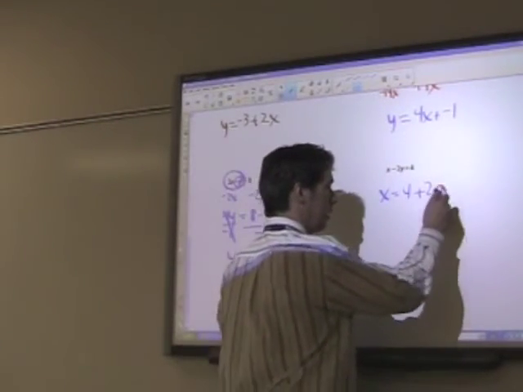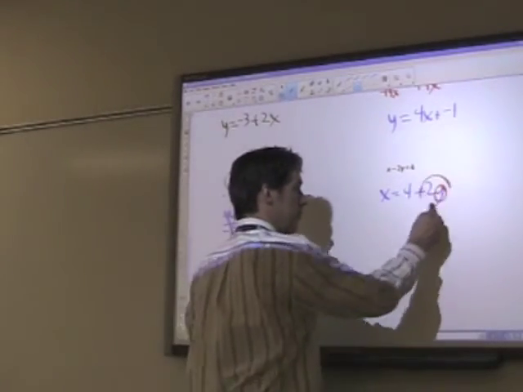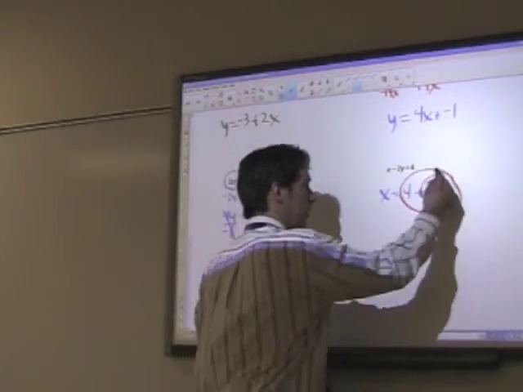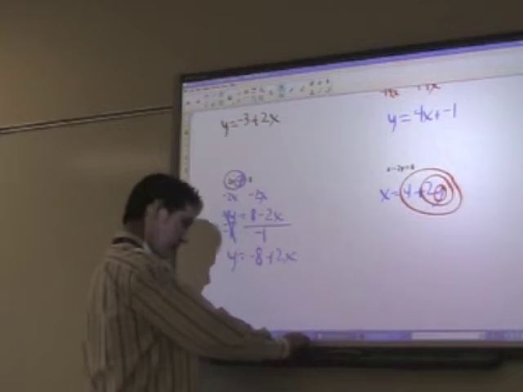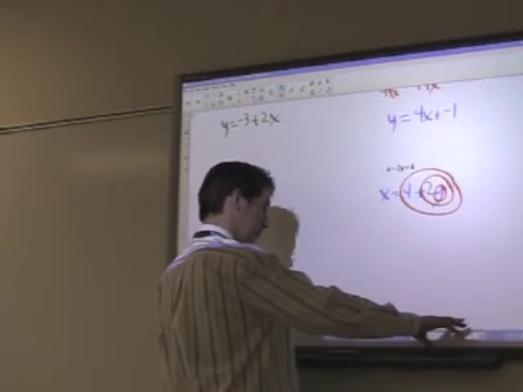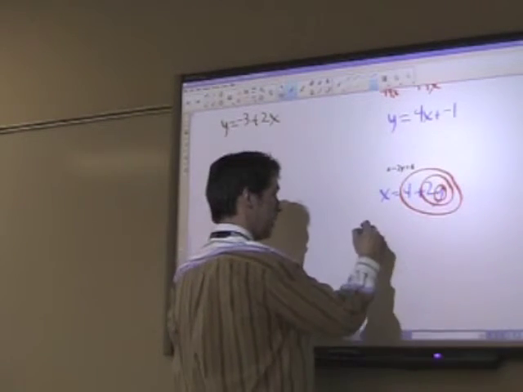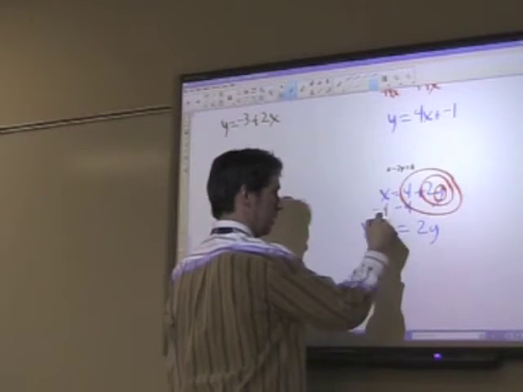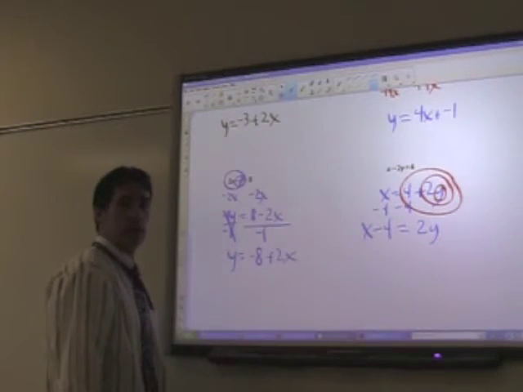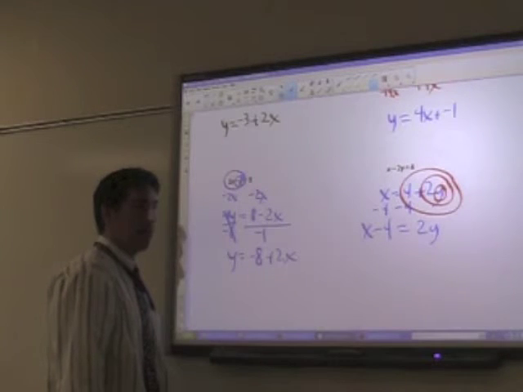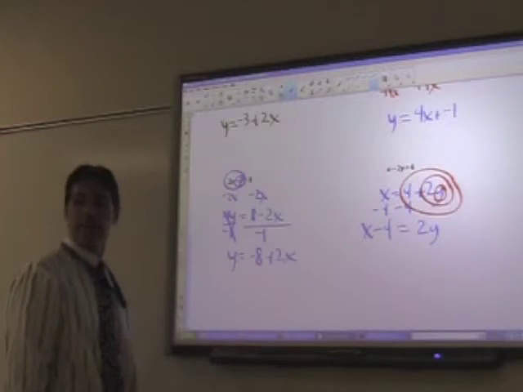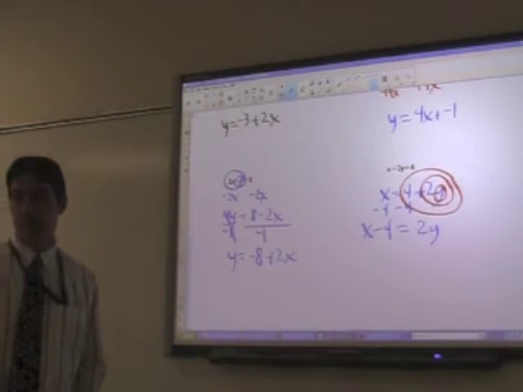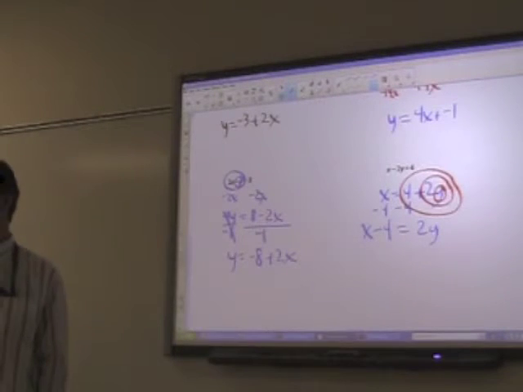Circle the y, then the 2, and then the 4. And this tells us to do what? Subtract 4. So if I subtract the 4, I'm going to get this. Then minus 2 from both sides. I can't subtract 2 because it's not being added to y. I'd have to divide by 2.